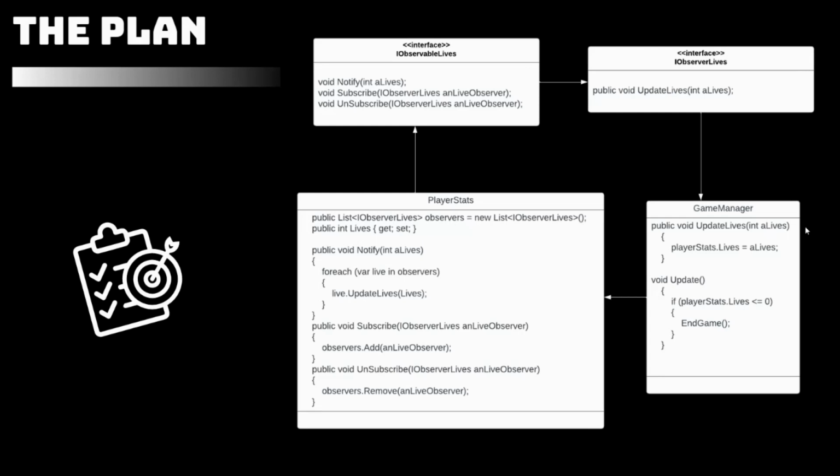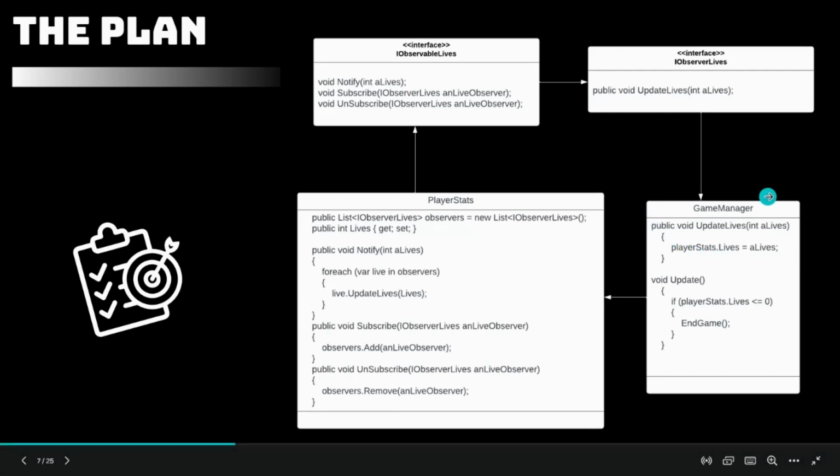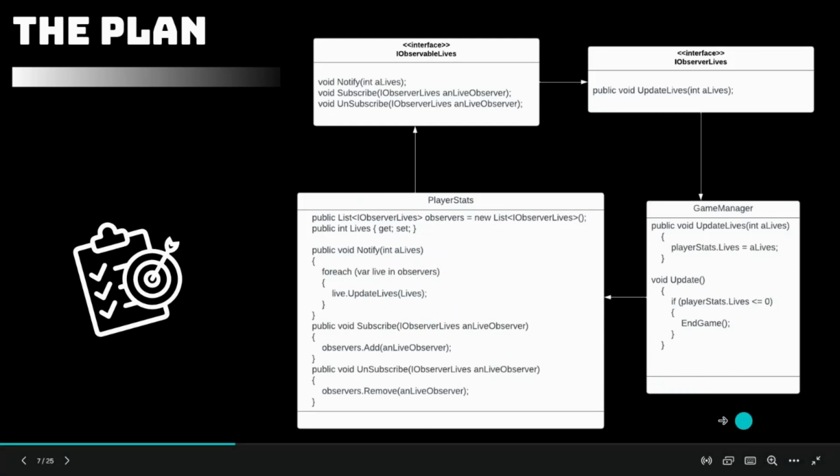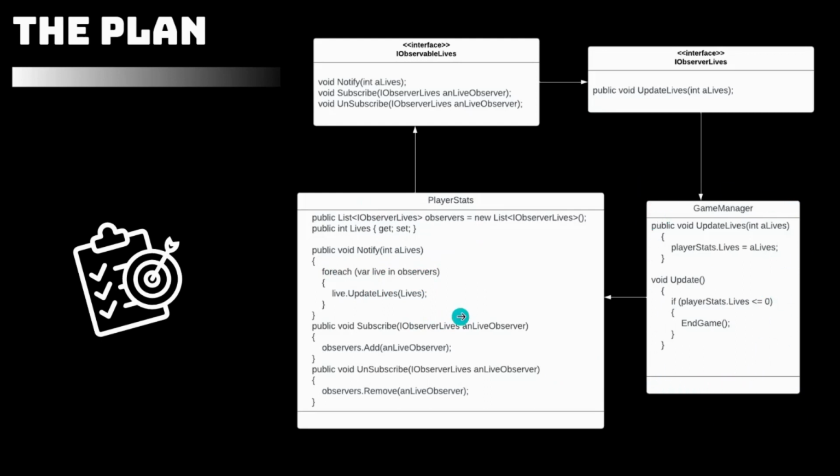And as you can see, the game manager will be the observer because the observer is going to be listening to the observable. And player stats, this is where we contain how many lives we have. So we want to make sure that we're listening to that in our game manager. So that is why this is the observer. And as you can see, we have three methods in IObservable. We have notify, subscribe, and unsubscribe.